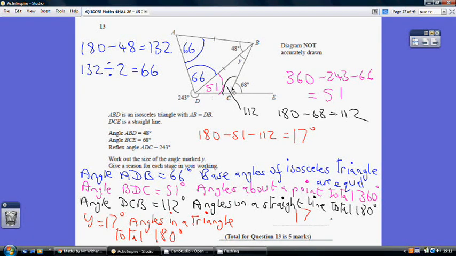Now I could anyway have worked this one out first if I wanted. I can work out this angle here, angle DCB, because angles in a straight line add up to 180. So this angle must be 180 minus 68, which is 112. And as I said, the reason is angles in a straight line total 180. So I now know that this is 51, this is 112. So the y must be 180, take away 51, take away 112, which is 17. And the reason is angles in a triangle total 180 degrees.